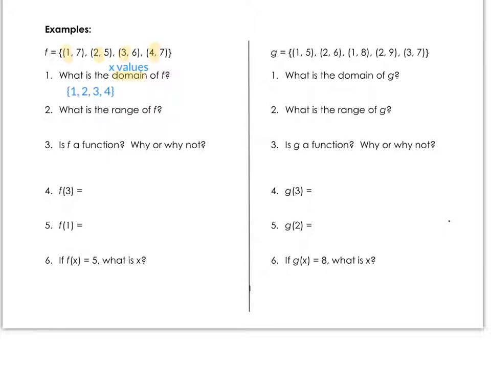Range, on the other hand, talks about our y values. So I'm going to, again, highlight them up here. It's always x comma y, so all of my second parts are the y values. And if I look there, I see 7, 5, 6, 7. In order would be 5, 6, 7. We do not have to write things more than once if they show up more than once. Writing it at all shows that it's in the function, so you don't write it twice. So 5, 6, and 7 are our y values, so that's our range.